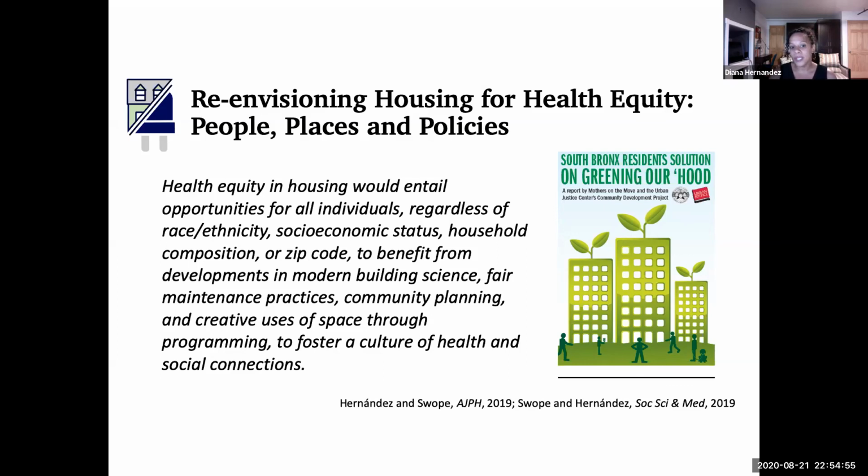So health equity in housing would entail opportunities for all individuals, regardless of race, ethnicity, socioeconomic status, household composition, or zip code, to benefit from developments in modern building science, fair maintenance practices, community planning, and creative uses of space through programming to foster a culture of health and social connections.